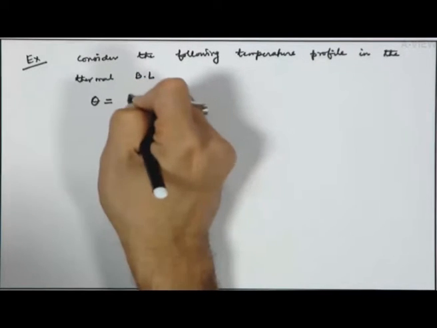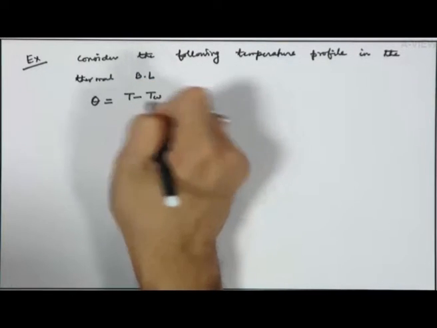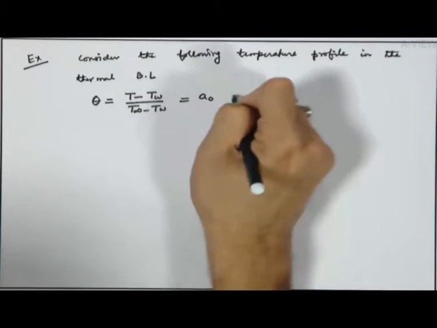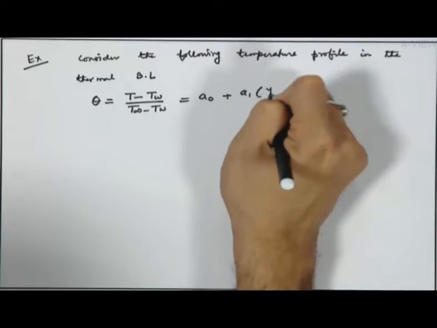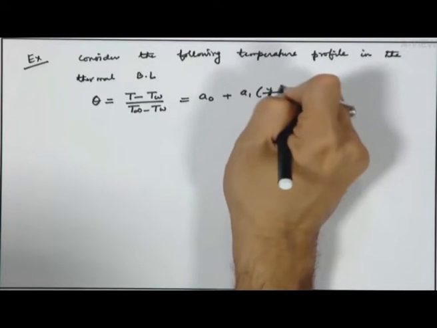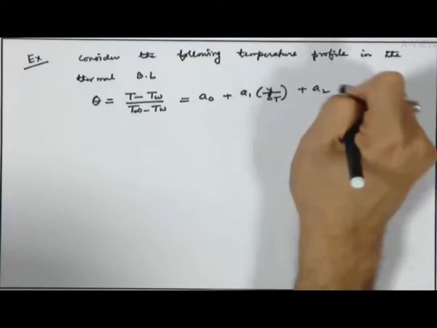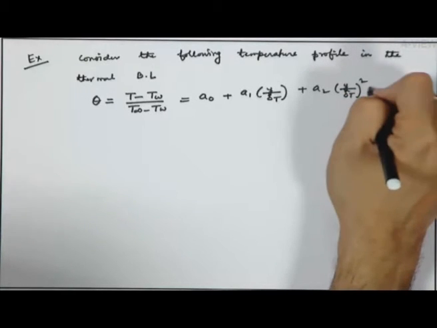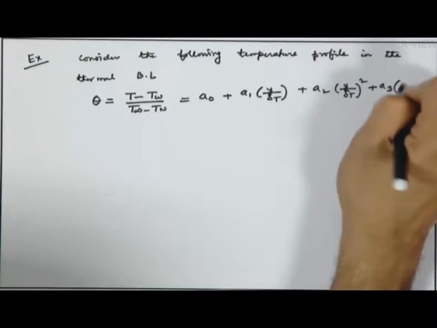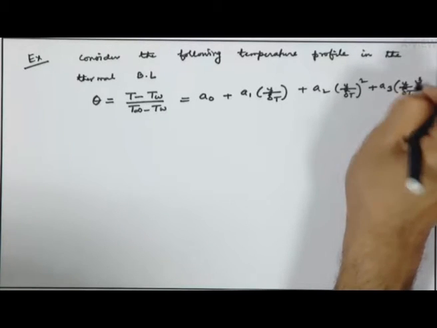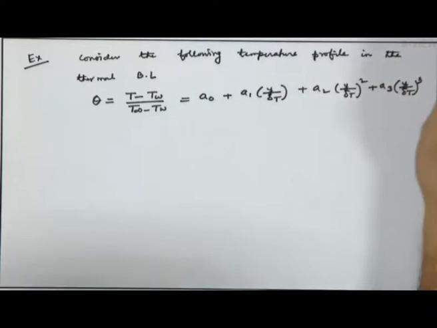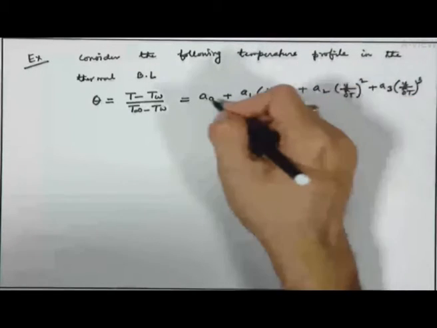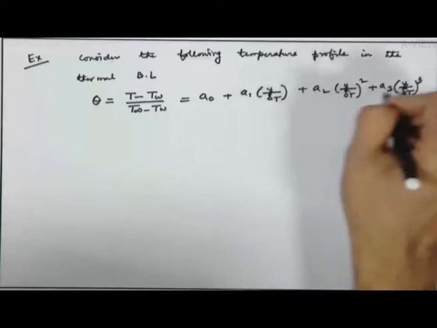In a non-dimensional form, theta is equal to (T minus T wall) by (T infinity minus T wall) is equal to A0 plus A1 y by delta T plus A2 (y by delta T) whole square plus A3 (y by delta T) whole cube. This is a cubic profile. You can take any profile, but it has to satisfy certain boundary conditions, and based on the boundary conditions you can obtain A0, A1, A2, A3 etc.